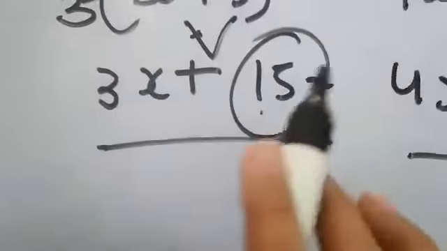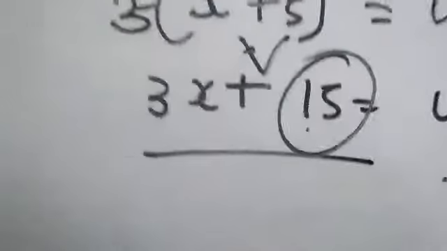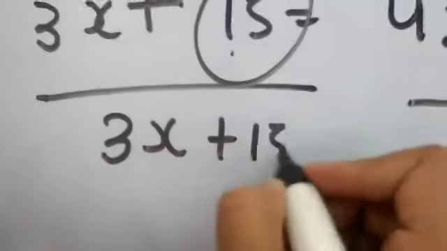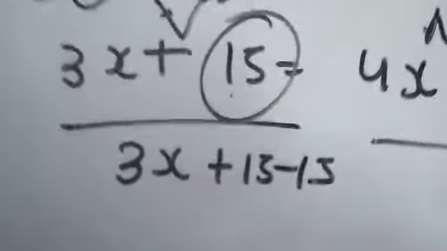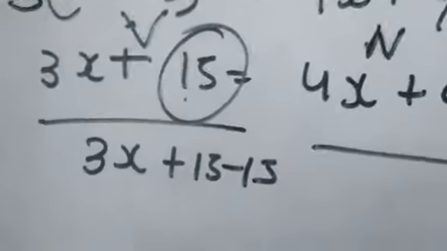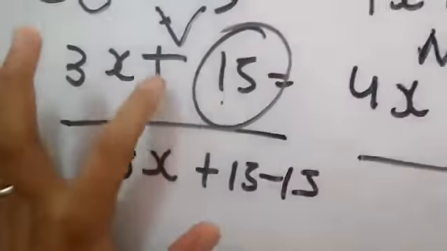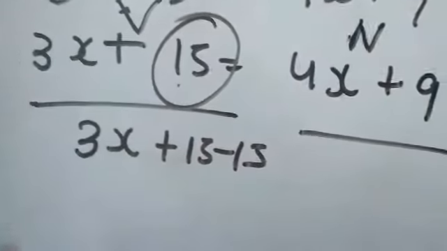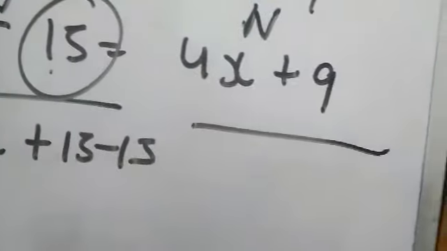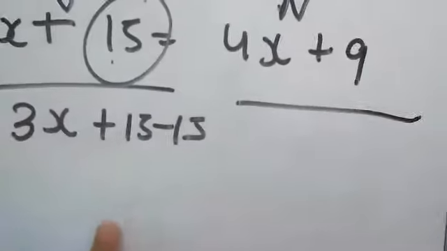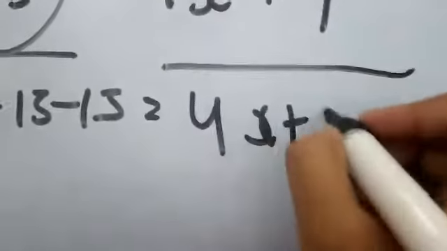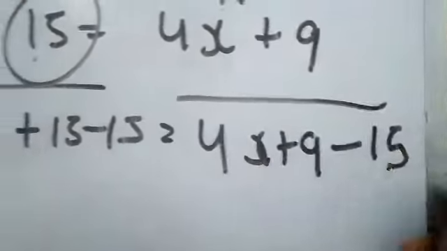So we have to remove this by balancing method. So how to balance this? Here 3x plus 15 minus 15. Now why have we done minus 15? To remove this. In balancing method, the sign which the number has, we have to use the opposite sign. For example, 15 has a sign of plus, so we use minus here. Same on this side: 4x plus 9 minus 15.